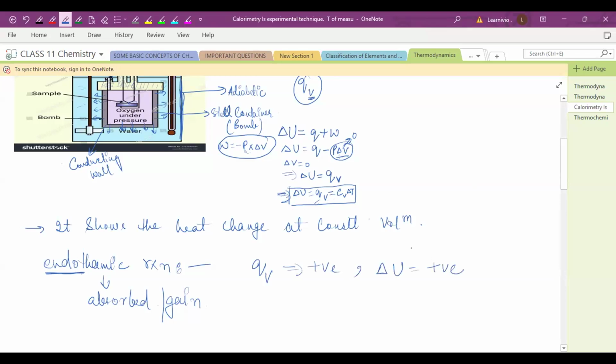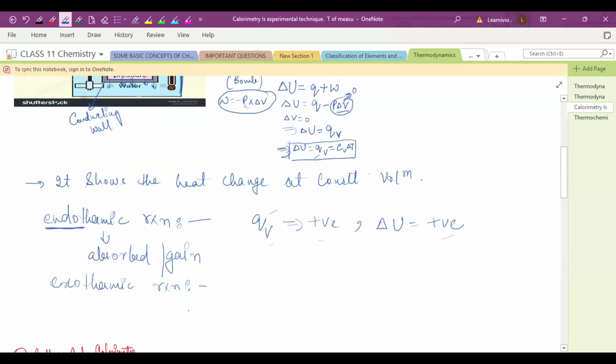For the endothermic reaction, where heat is absorbed, your QV, the heat at constant volume, will be positive, and the change in internal energy will also be positive. The second case is the exothermic reaction. Exothermic reaction means heat is evolved, heat is being released from the system to the surrounding.